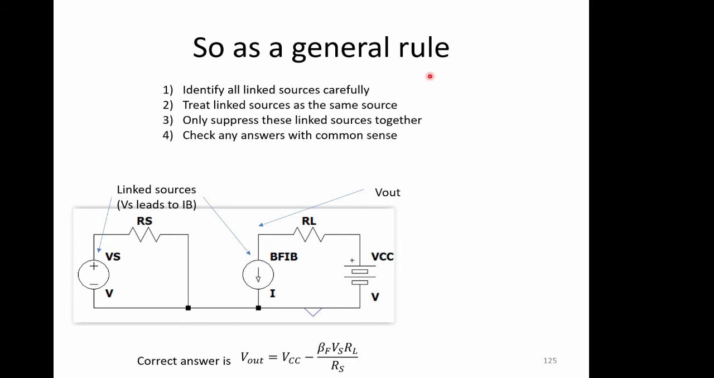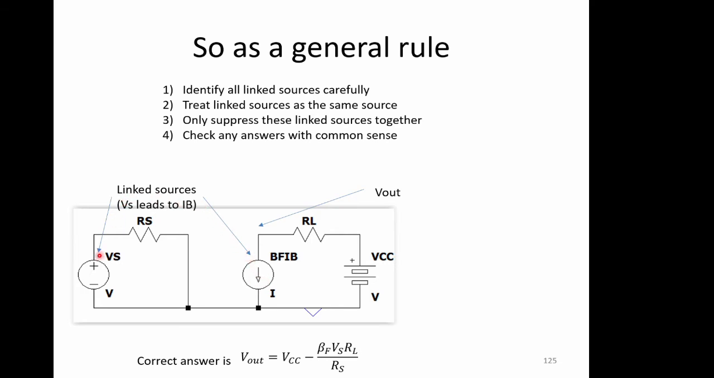So, as a general rule then, we have to identify all linked sources carefully. So in the diagram below, we can see with some care that this current source here is linked and dependent on this voltage source over here. Although this one is defined by IB, which is the current down here, IB actually is being defined by the value V here and this resistor here. So this source is driving the current IB through here, which is then changing over here. So it might not be immediately apparent what's linked to what, particularly if these things are separated, as we've discussed.